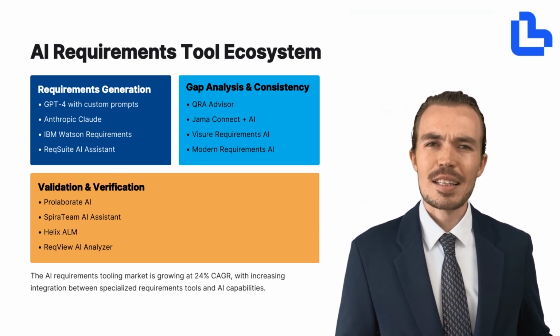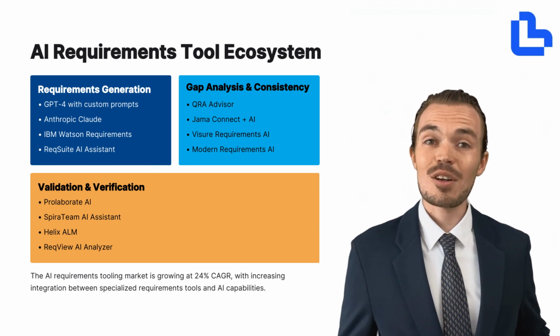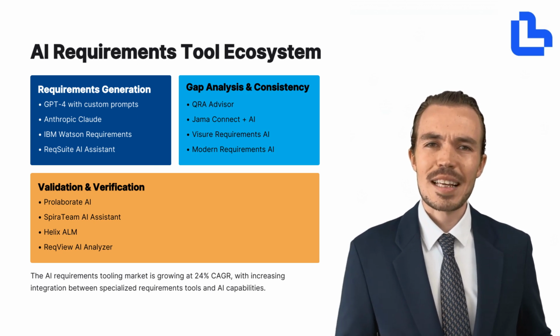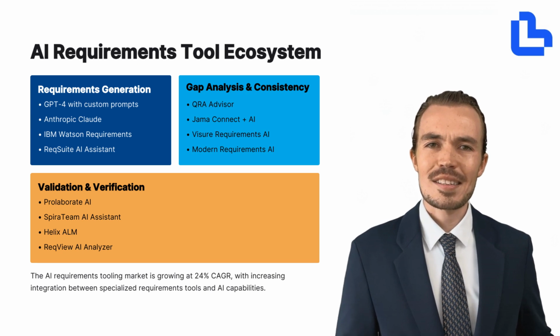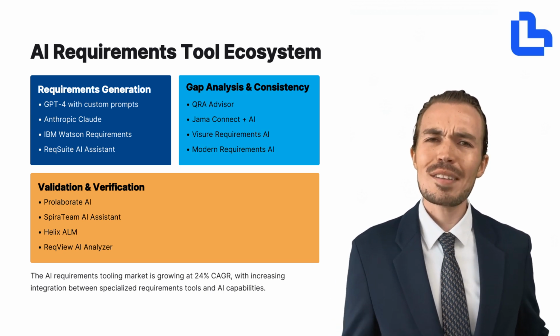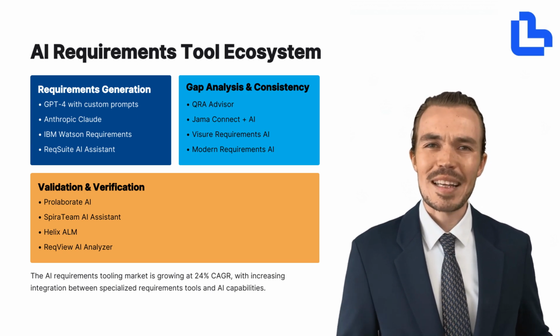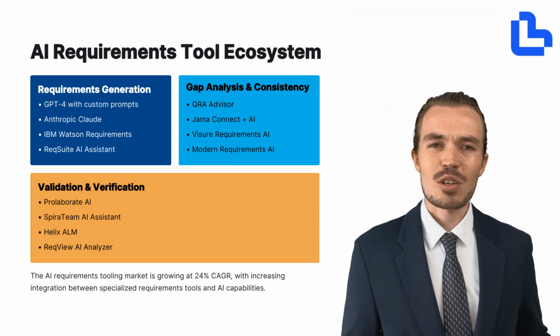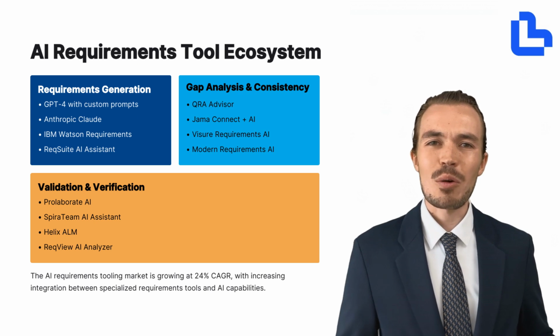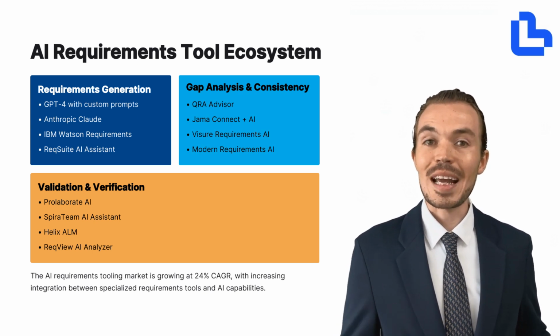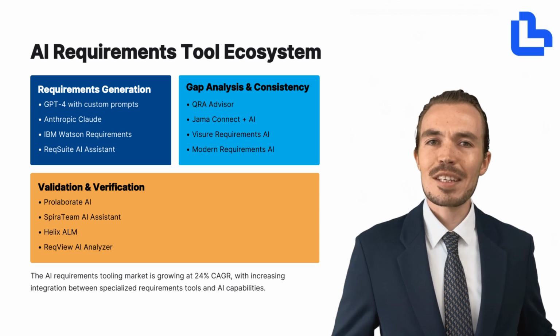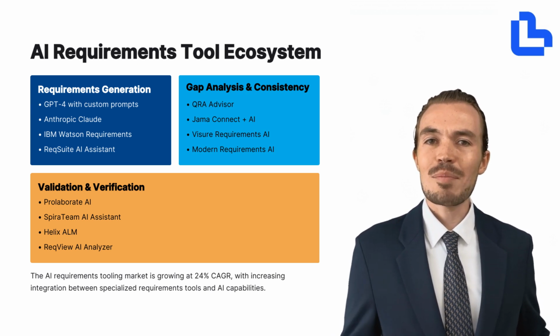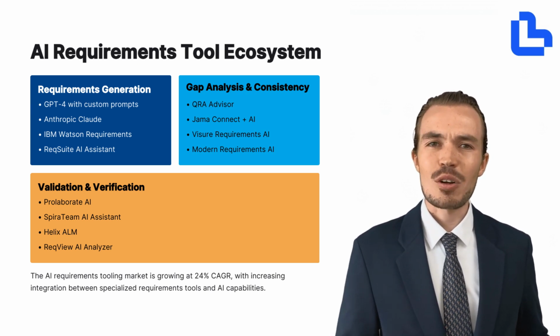They use pattern recognition, domain knowledge, and standards-based comparisons to identify missing elements, contradictions, and inconsistencies across large requirement sets. For validation and verification, platforms like Prolaborate AI, Spirit Team AI Assistant, Helix ALM, and REQView AI Analyzer help ensure that requirements are complete, testable, and aligned with business goals. These tools often integrate directly with test management and development environments, creating a seamless workflow from requirements to release.